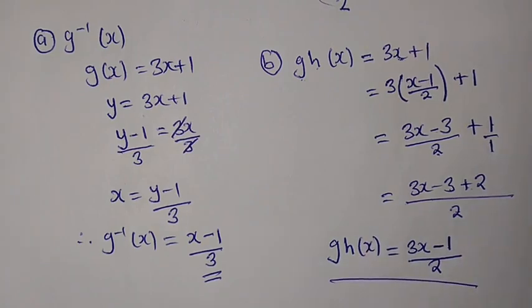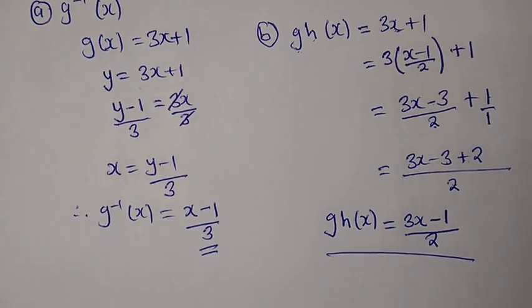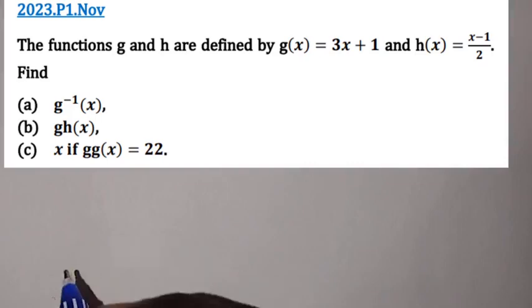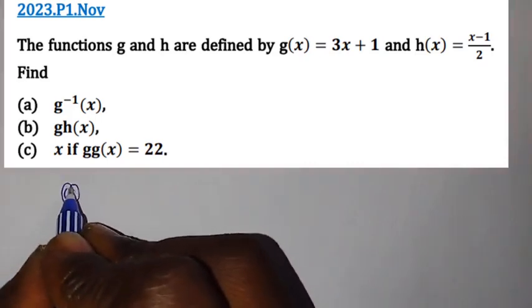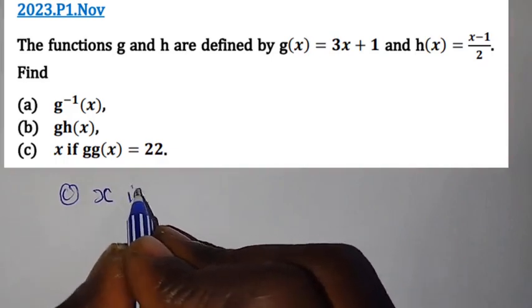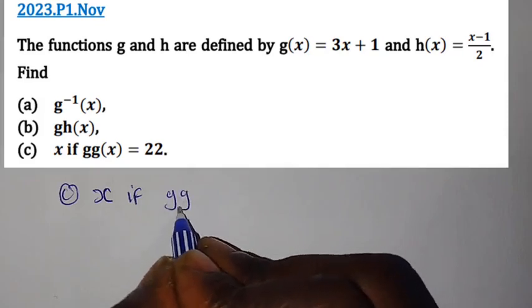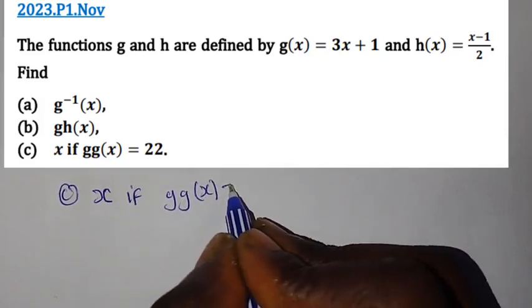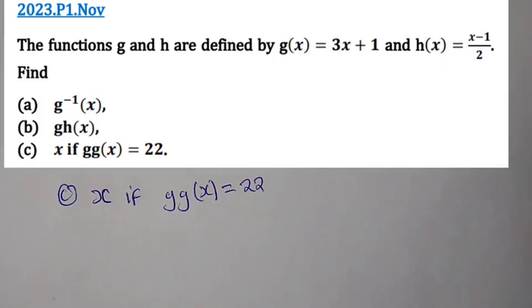This is our answer. So we have answered our question B. We can now answer our last question. So our last question is saying, can we find the value of x, which is question C? We should find the value of x if g(g(x)) is equal to 22.